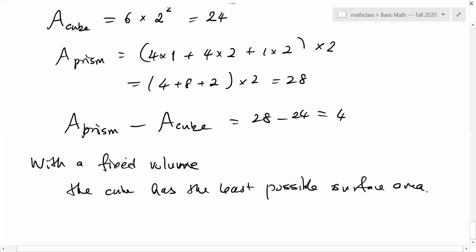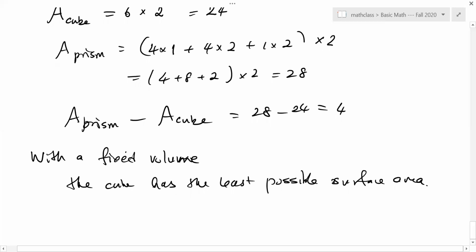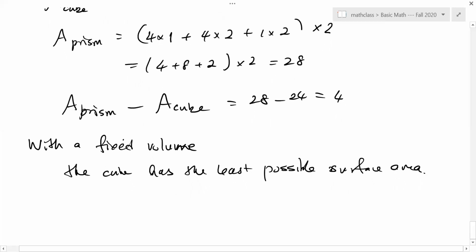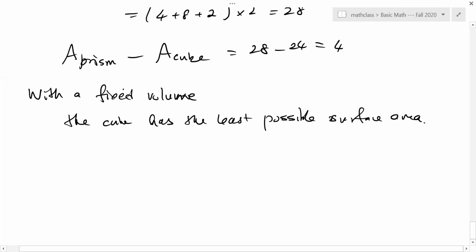So if you have limited material, you want to build a prism to hold like 3 gallons of water. What kind of box are you going to make to minimize the surface area or minimize the cost of the material? A cube box, okay? So this is a place where mathematics is used. If you build any other boxes, it will have more surface area, even if you have the same volume, okay?